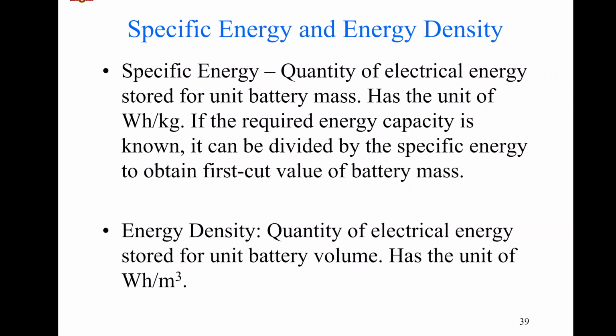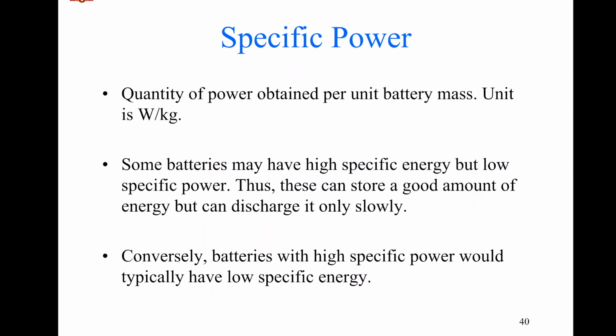And then the second thing is energy density. By volume, how much of electrical energy can we store? So the quantity of electrical energy stored for unit battery volume is energy density, and we can have it in watt hour per meter cube. So specific power is the quantity of power obtained per unit battery mass, and it's given as watt per kilogram.